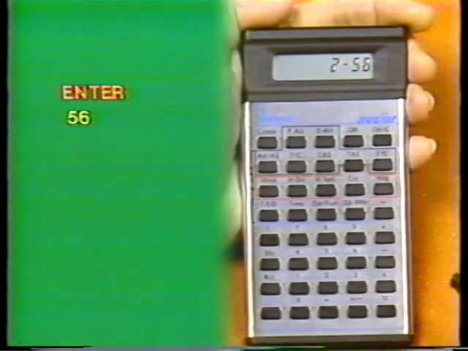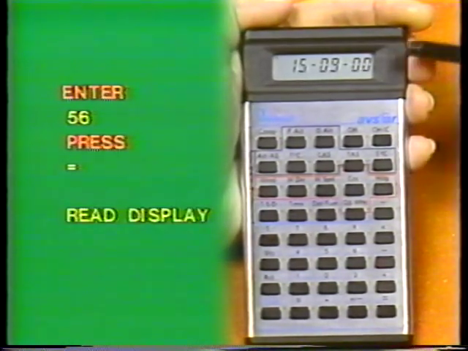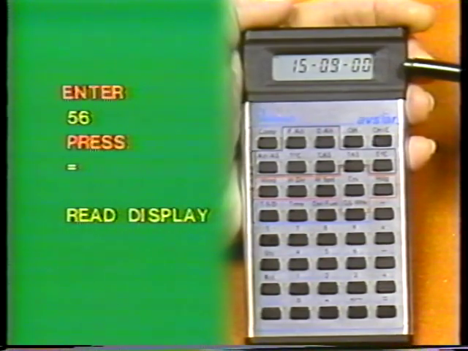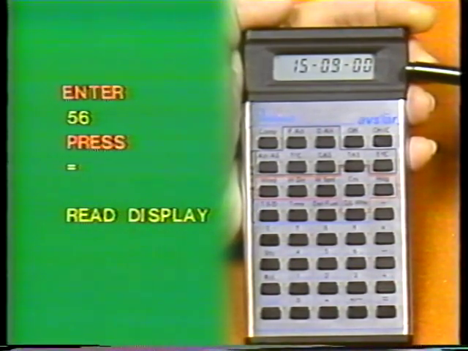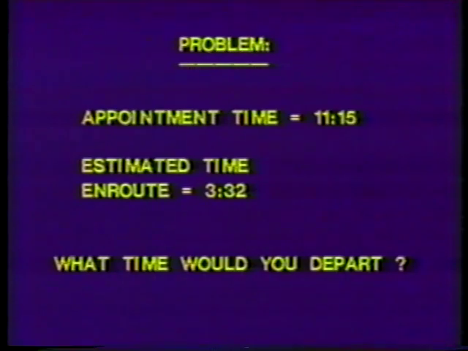Locate the arithmetic function for equals in the lower right and press that key for an estimated time of arrival of 15:09, or 3:09. Now try a subtraction problem. You need to arrive at your destination for an 11:15 business appointment. Your time en route is 3 hours and 32 minutes. What time would you have to leave to make your appointment?